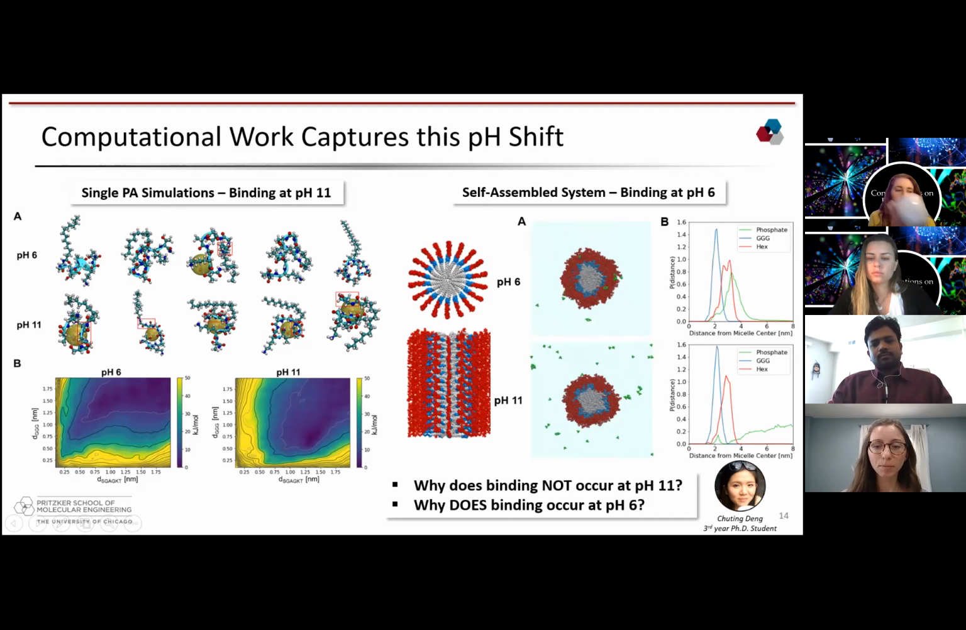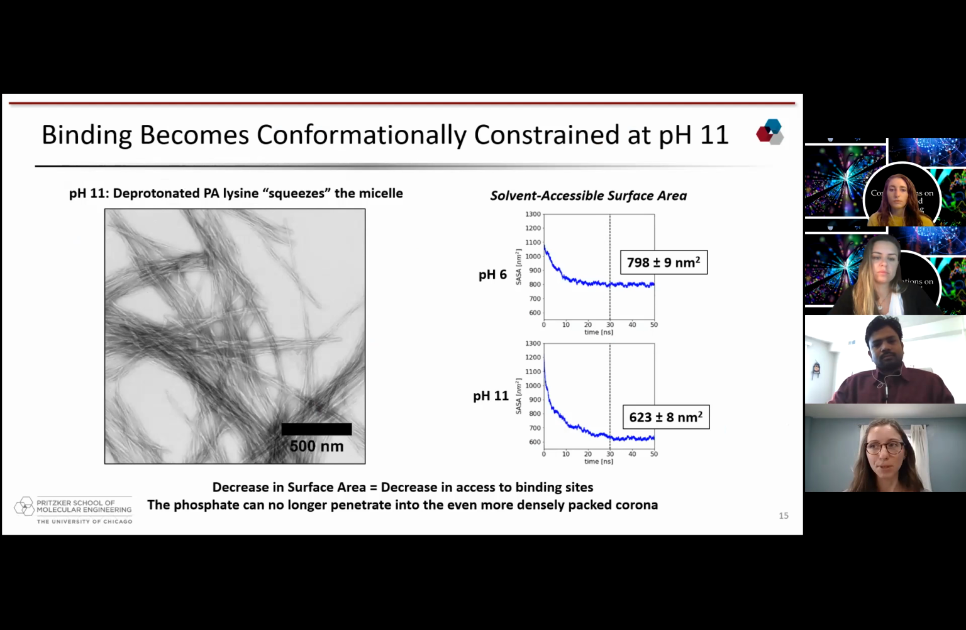So we can ask, again, why does binding not occur at pH 11, and why does binding occur at pH 6? Just the last couple slides before I'm done. At pH 11, what she saw was that the micelles essentially get squeezed. She analyzed this via a solvent accessible surface area analysis, where you can analyze the surface area of the micelle that is accessible to solvent, and at pH 6 it's larger, and at pH 11 it's smaller, showing that the micelles shrink in size.